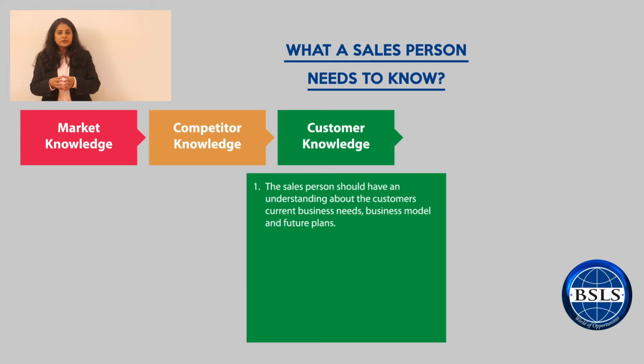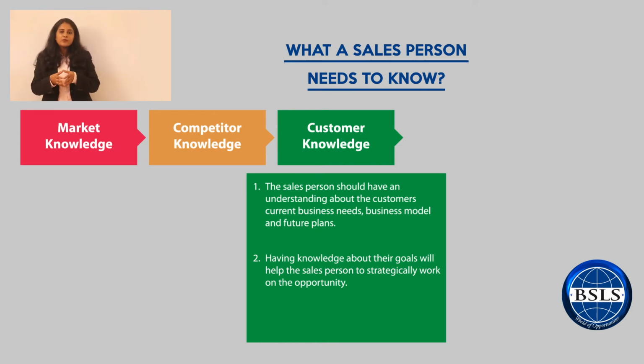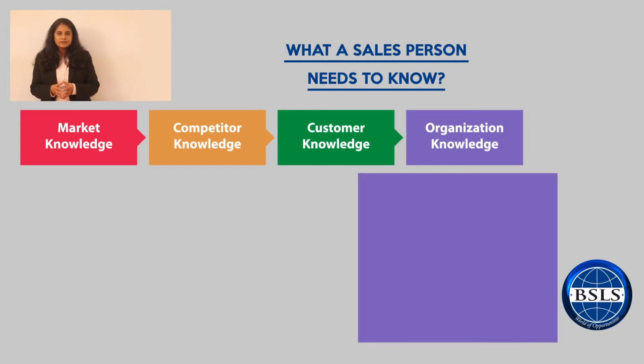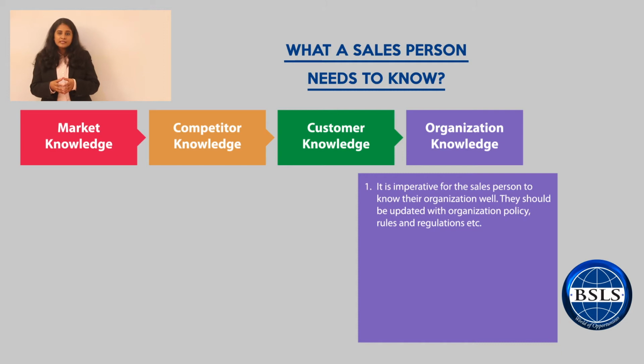The salesperson should have an understanding about the customer's current position of business, their needs and future growth plans. Having knowledge about their goals will help the salesperson to strategically work on the opportunity. The last and the most important knowledge that the salesperson must possess is understanding about their own organization. It is imperative for the salesperson to know their organization well.